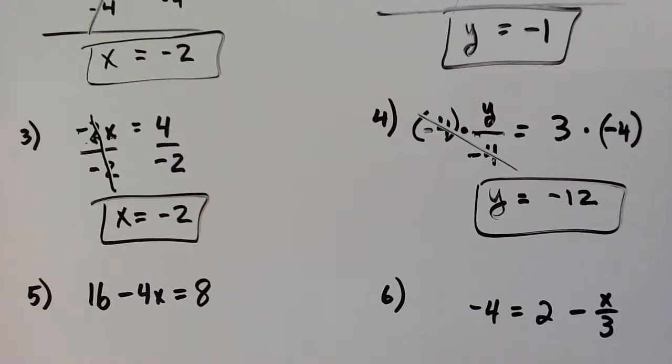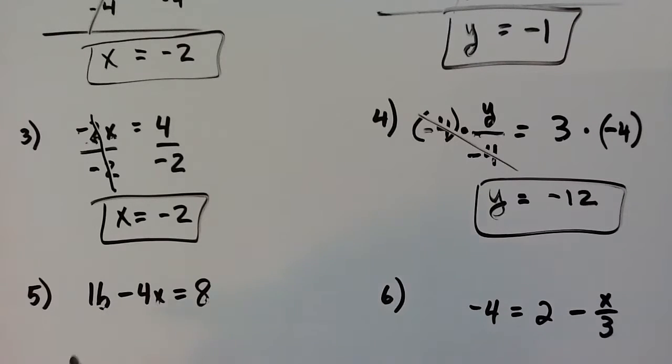Number 5, I have 16 minus 4x equals 8. I have no parentheses, no like terms to combine, and my variable is already on the left side. So that brings me to step 4. Get the numbers on the other side. I have a number here and a number here. And because my variable is on the left side, I need to move this number over here.